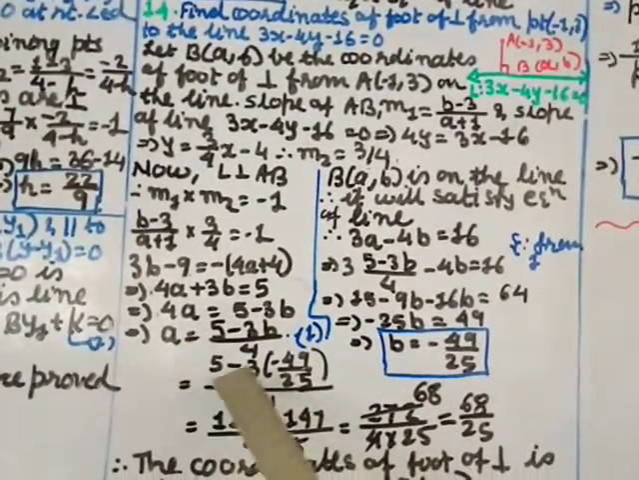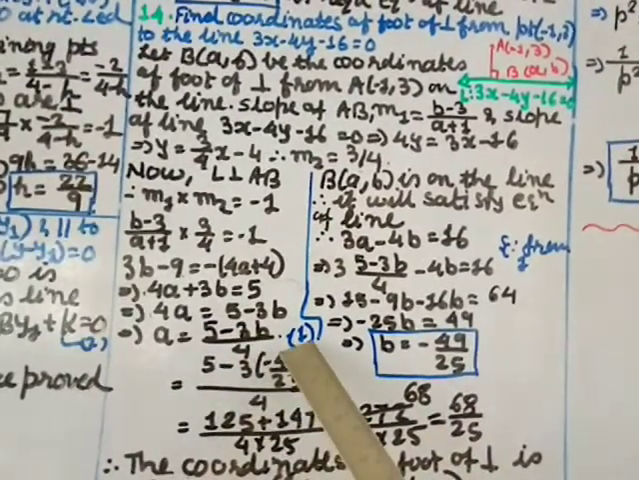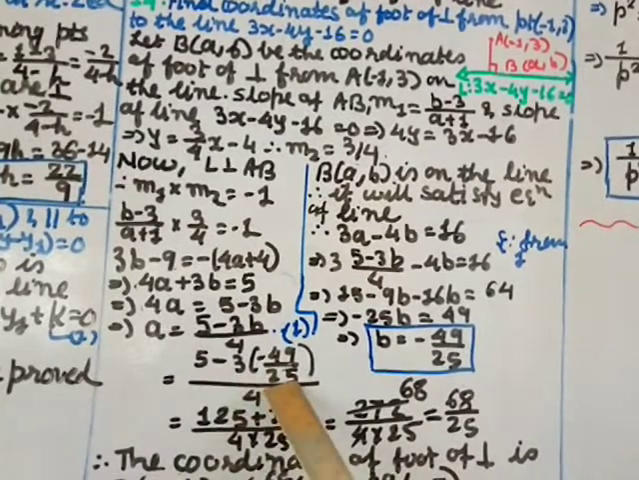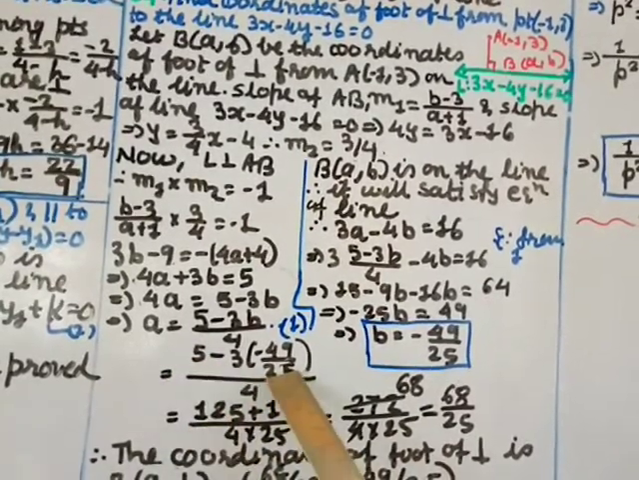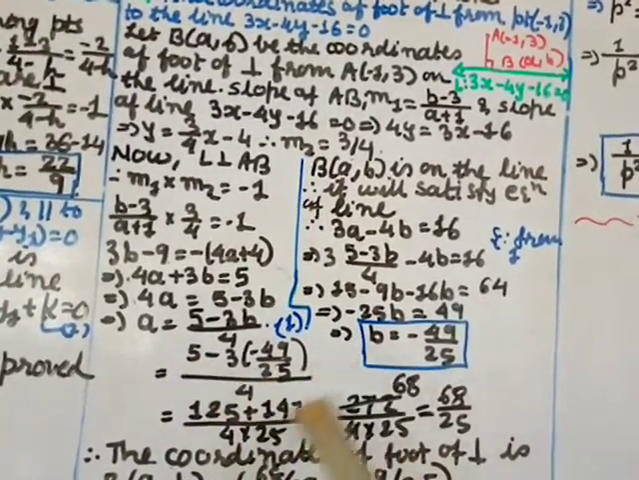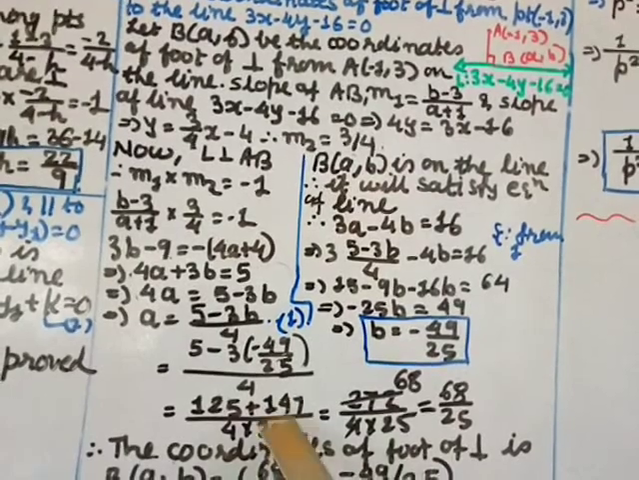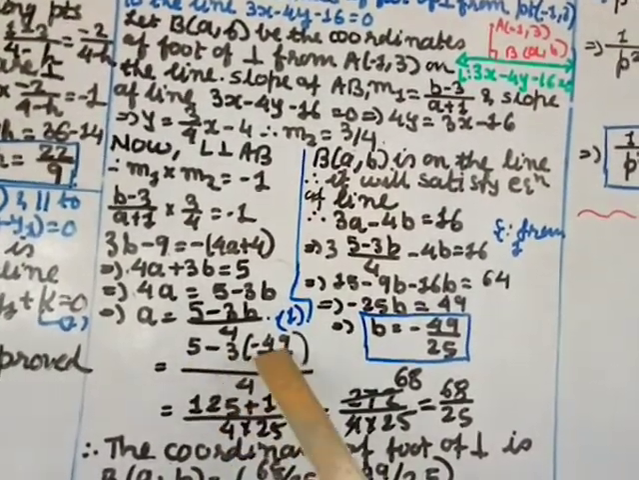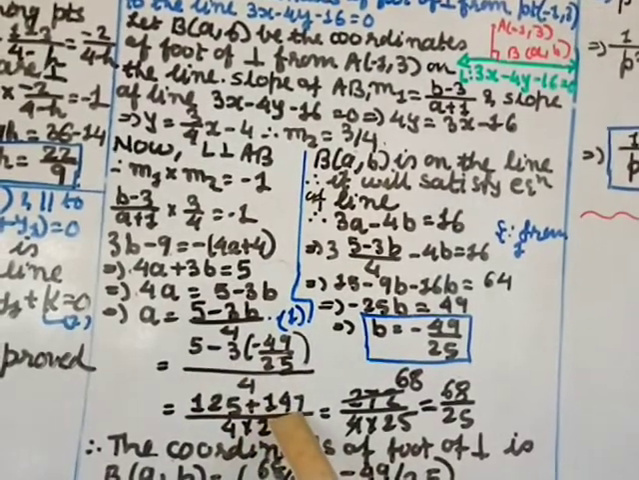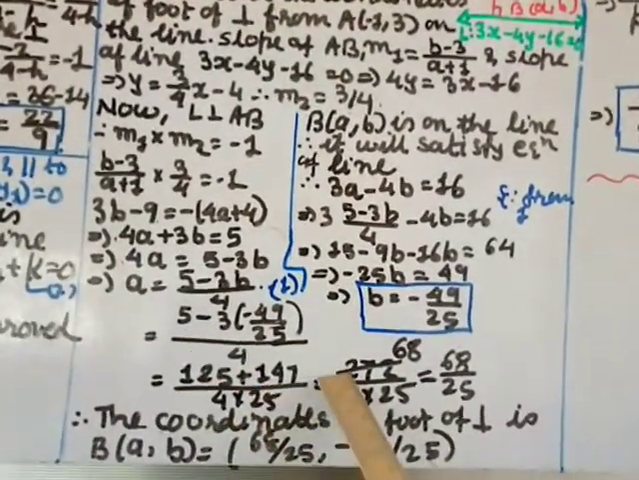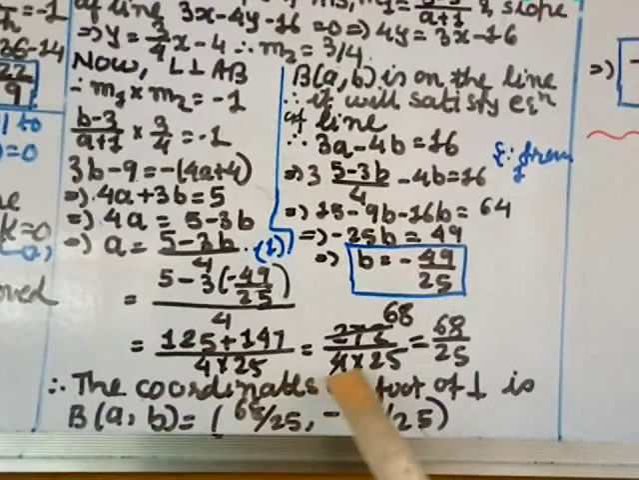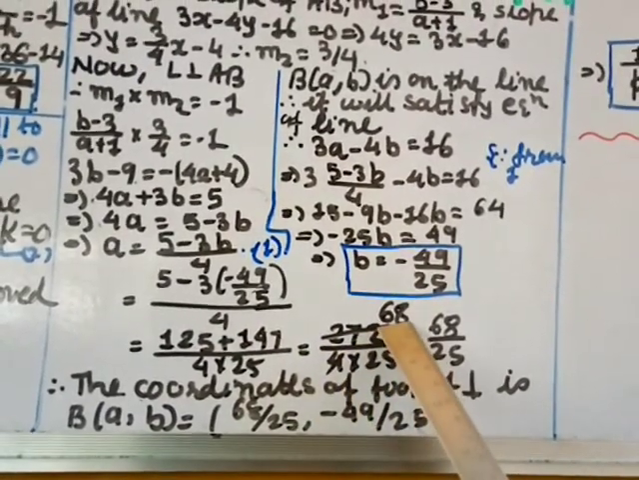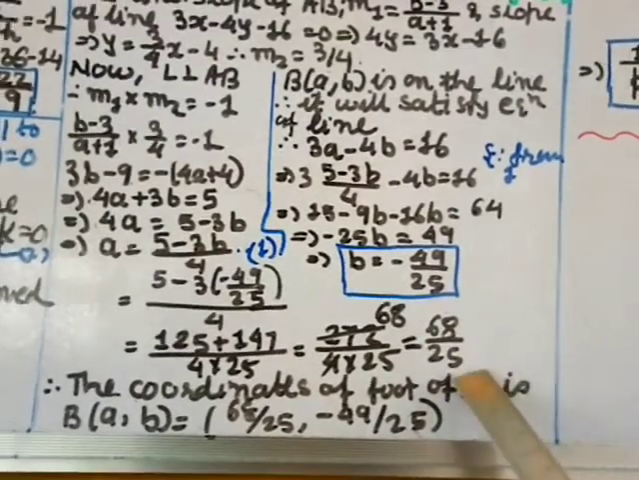So 5 minus 3 times the b value, minus 49 by 25, divided by 4. Taking the LCM, 25 into 5 is 125, and the denominator 25 comes here. Minus and minus make plus, 49 into 3 gives you 147. This addition is 272 divided by 4 into 25. You can cut 272 by 4, it gives you 68. So you get here 68 by 25.